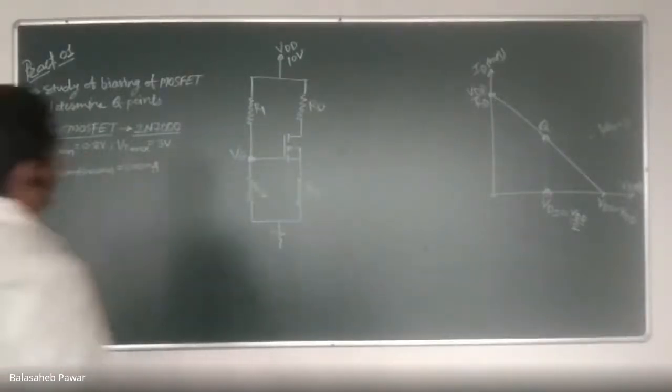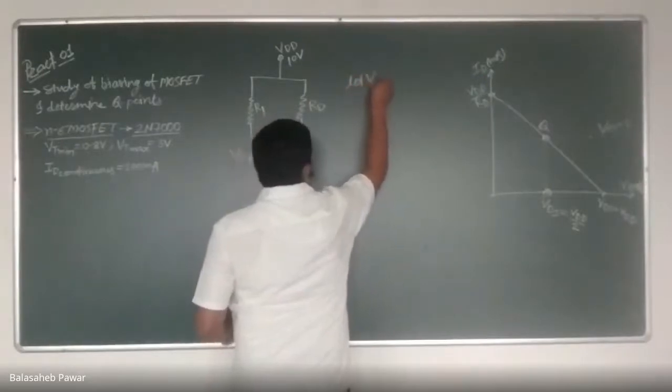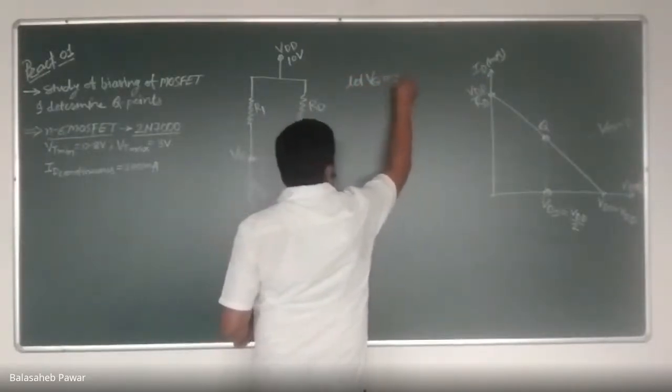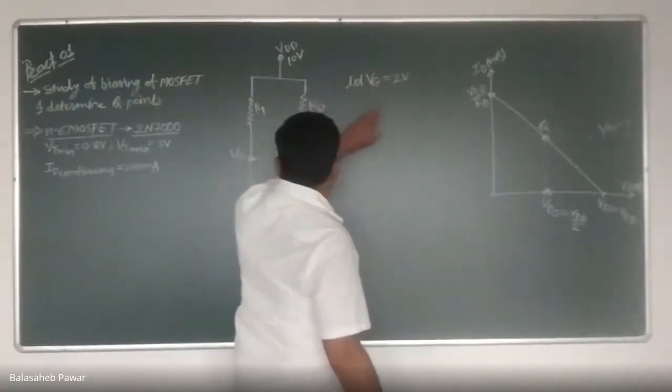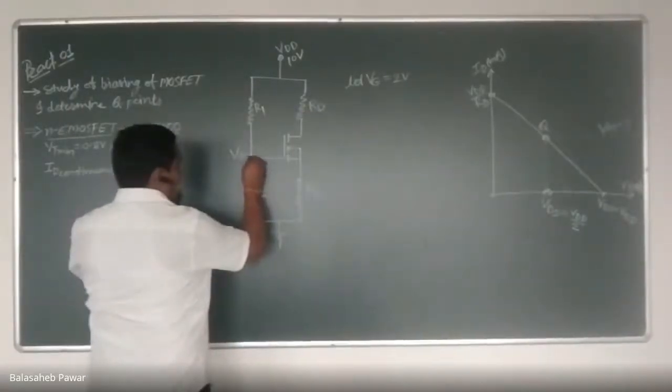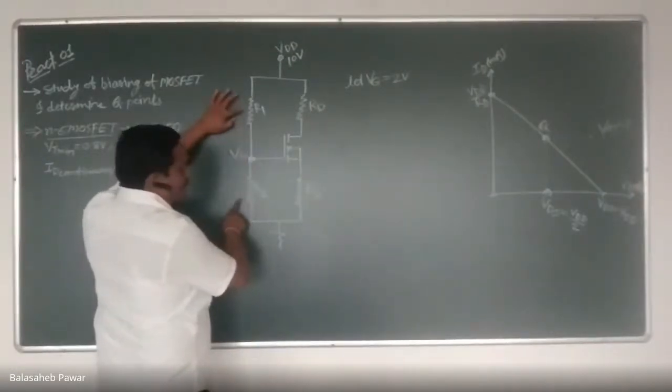And again note down, let gate voltage VG equal 2 volts. This is not VGS, this is VG. VG is nothing but what? It is the voltage obtained at the node which is formed by R1 and R2.